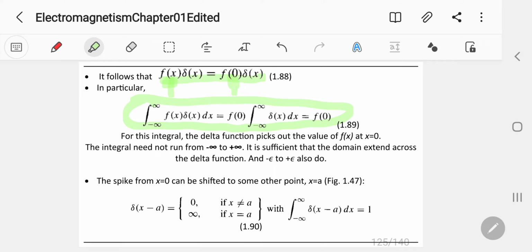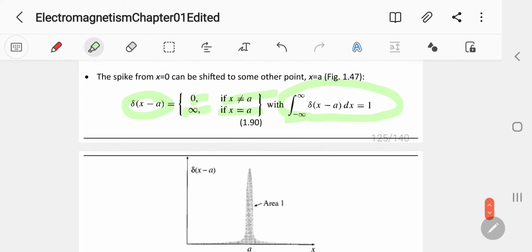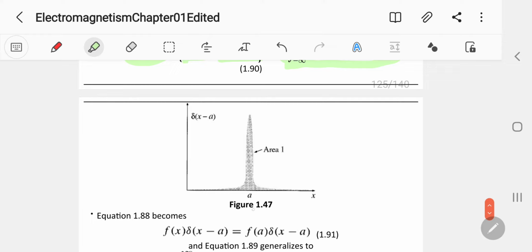So you can actually shift the spike from 0 to a, such that your Dirac delta function would now look like this, and this would be 0 if x is not equal to a, and infinity at x equal to a, such that your integral of this shifted Dirac delta function is still equal to 1. So the shift would be just like this. So this is Dirac delta function of x minus a.